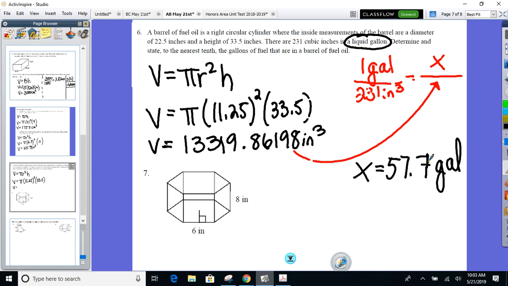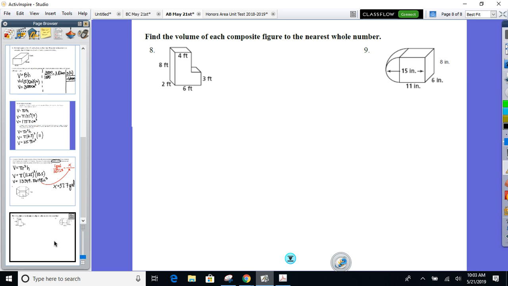Okay, I'm going to save this. I'm going to save number 7 for Thursday. I want you to work on number 8 right now in your group. Find the volume of that one. You're going to have to cut it up because I did not give you the volume of an L. Try to cut it up. See if you and your group can find the volume.